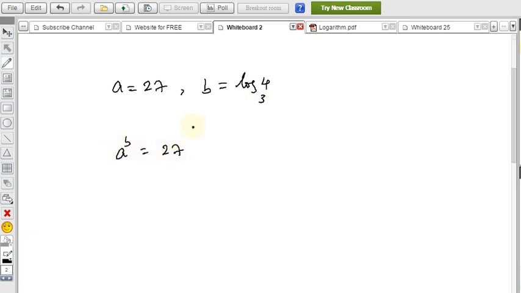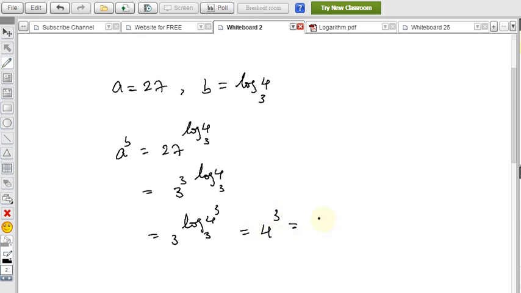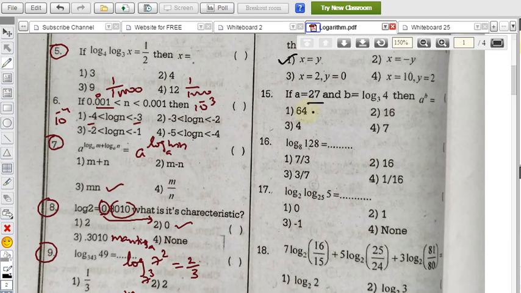So 27 to the power log 4 to the base 3. 27 I can write as 3 cube, because here the base is 3, so you need the same base. So 3 cube to the power log 4 to the base 3, that is equal to 4 power 3. Then 4 power 3 is 4 into 4 into 4, 64.